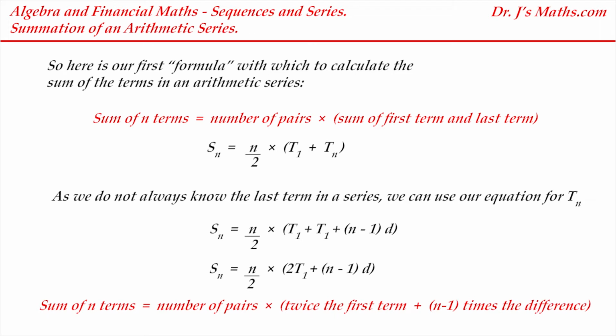saying it in words so that it's more meaningful. The sum of n terms of an arithmetic series is equal to the number of pairs times twice the first term plus n minus 1 times the difference. Nice and straightforward. You've got to remember both of these because we're going to continue to work from one to another, always asking ourselves the question, do we know the last term?